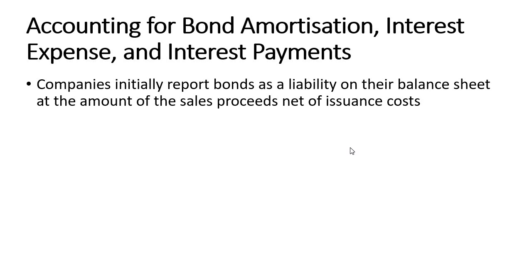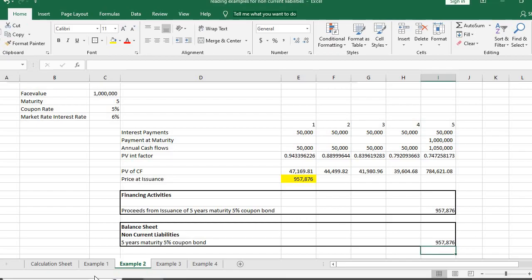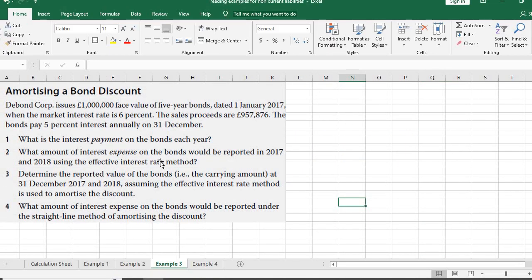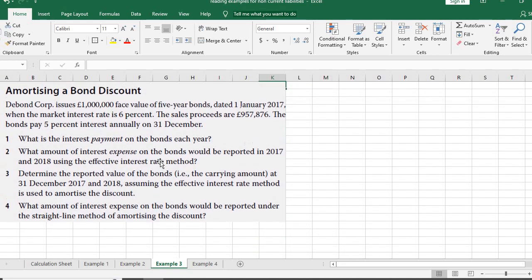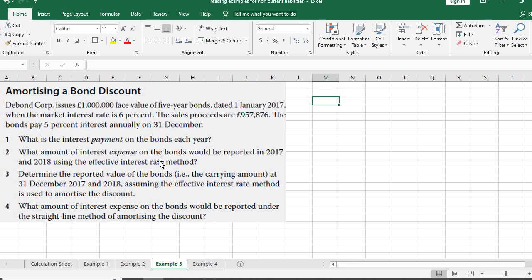So what we have seen is that companies initially report bonds as a liability on their balance sheets at the amount of the sales proceeds net of issuance costs. Now we are going to work through an example through the life of a bond. Here we have an example from a textbook. This is a £1 million face value bond issued when the market interest rate is 6%. The sale proceeds are 957.8. It's building on the previous example.